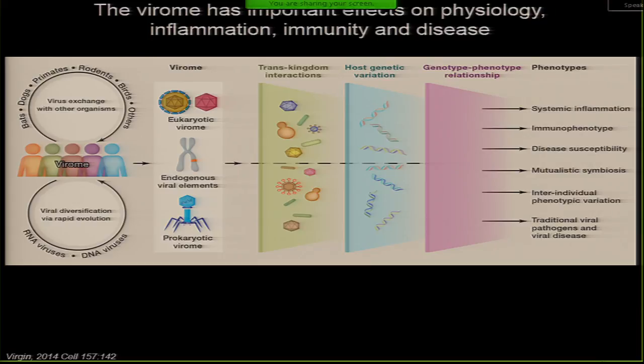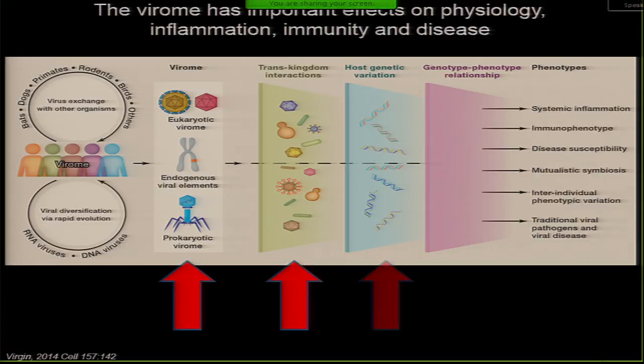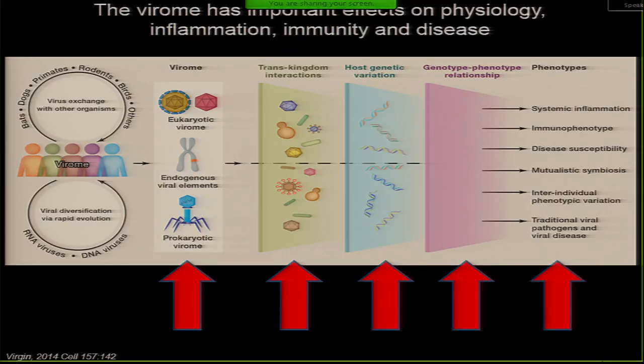And of course, some of these are pathogens. And so there are classical pathogens. But this is perhaps the smallest part of what viruses really do when they interact with other organisms. So this is the structure of the talk. I'm going to talk about each of these elements in various parts as we go forward.